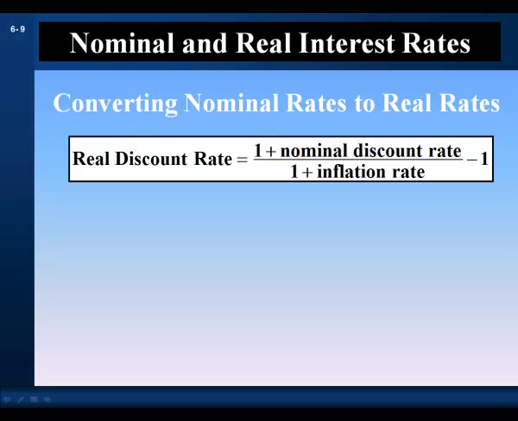We can also solve the Fisher effect for the real return and get an equation that we can use to convert a nominal discount rate into a real discount rate. So from the Fisher effect, the real discount rate is equal to 1 plus the nominal discount rate divided by 1 plus the expected inflation rate, and from that division we subtract 1.